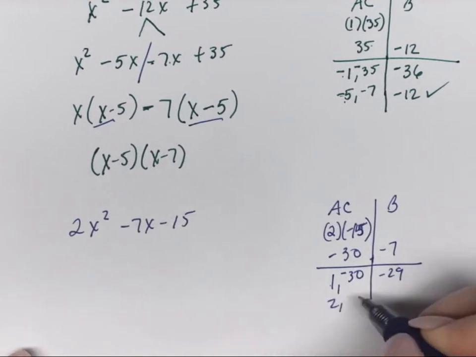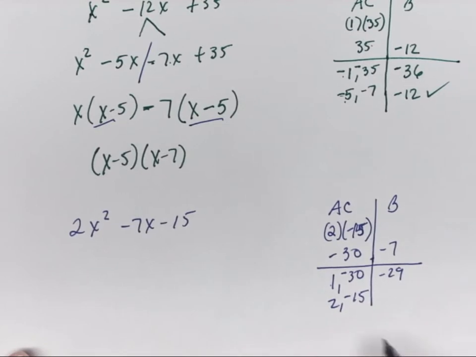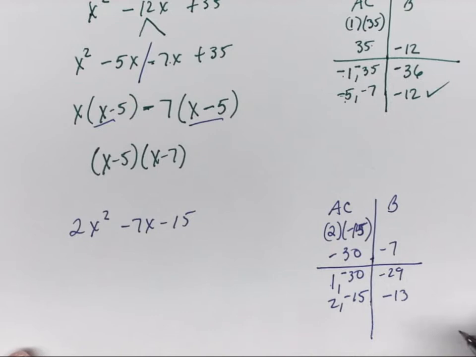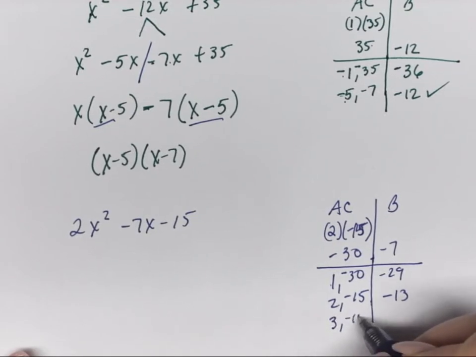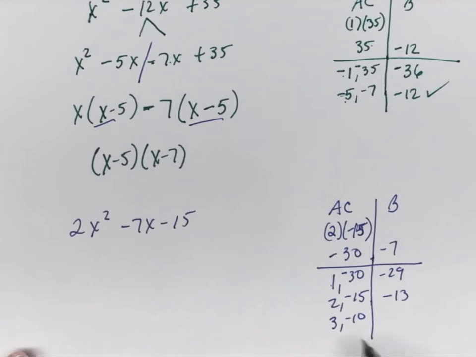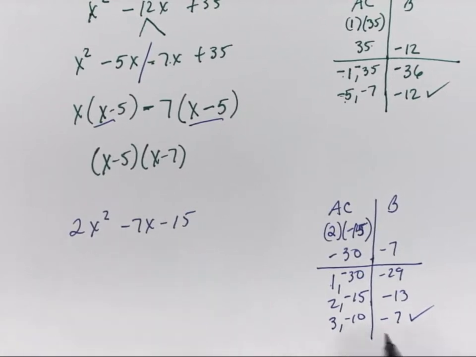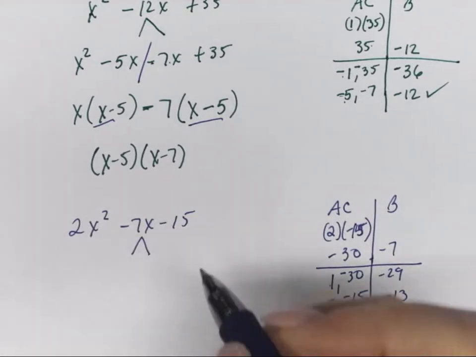30 divides by 2. So 2 times negative 15 will get me negative 30. When I add them, I get negative 13. Getting closer. 3 times negative 10 is negative 30, and when I add them, there's my negative 7. All right, so now I'm going to rewrite my negative 7x as positive 3x, negative 10x. Don't forget your x's on those.